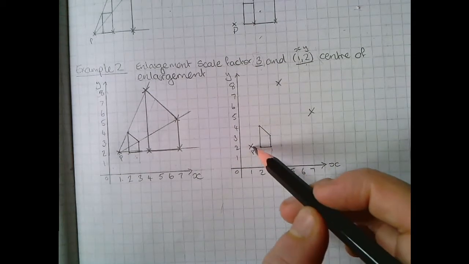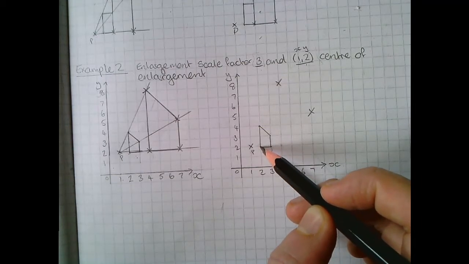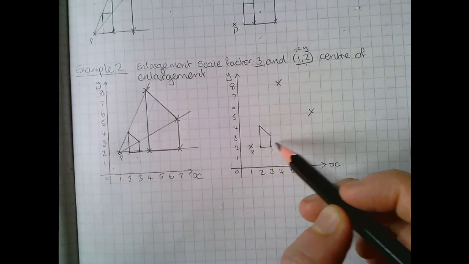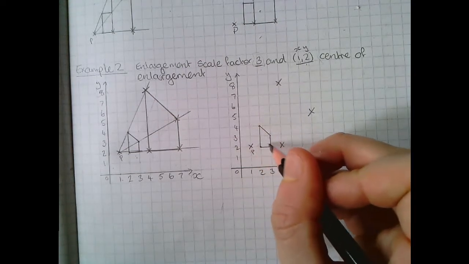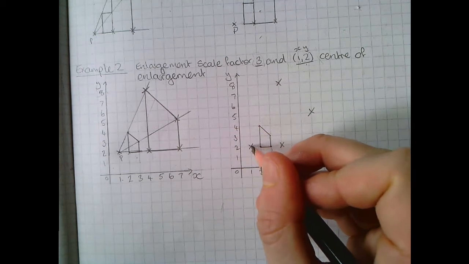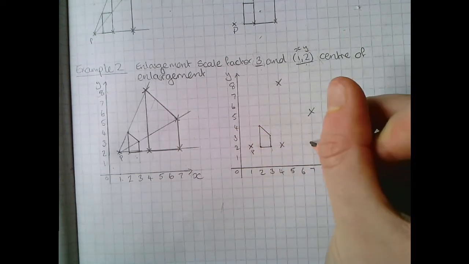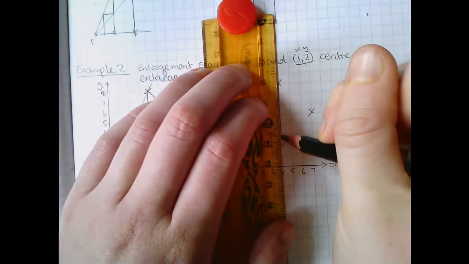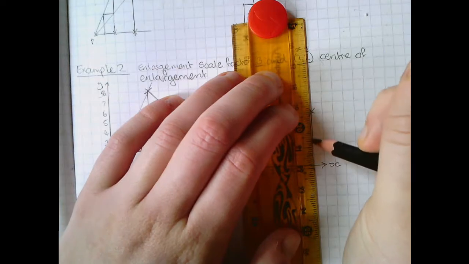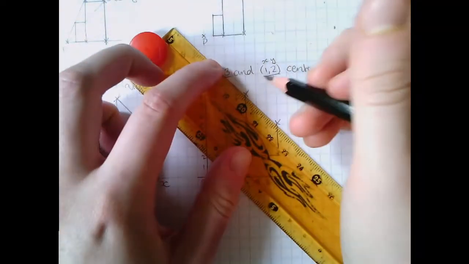This corner here, we've moved 1 in the x direction. We haven't gone anywhere in the y. So 1, 2, 3 in the x direction. And for this corner here, it's 1, 2 from the centre of enlargement. So from the centre of enlargement, we'll go 1, 2, 3, 4, 5, 6. Join them up once we've done all 4 corners.